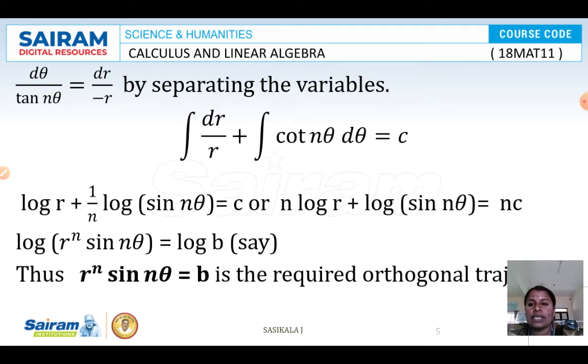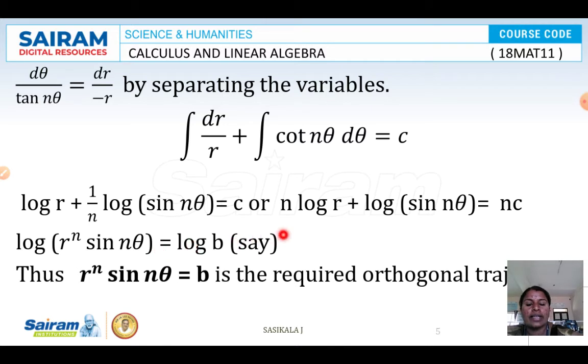Now integrate both sides. Meanwhile, take that dr by minus r to the left side, it will become a plus, right? Then the right side will be a constant c. So 1 by tan is nothing but cot n theta. So now 1 by r integrates to log r, plus 1 by n into log of sin n theta. Integration of cot n theta is nothing but log of sin n theta, which is equal to c, or n log r plus log of sin n theta is equal to nc.